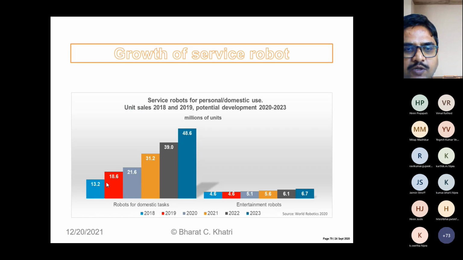Now in service robots also, it is showing a lot of units sold in 2020. You can see 48 million sales of service robots. There is also some growth in entertainment robots. Very similar entertainment robots are used in this one.